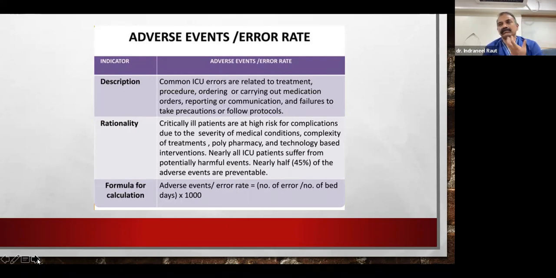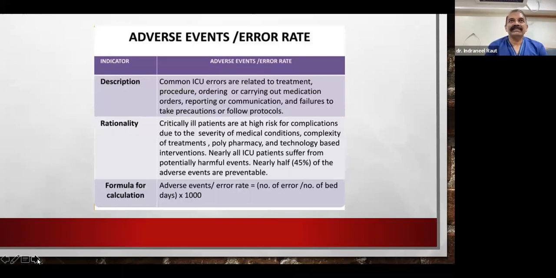Suppose you are giving a hot water bag to a patient and the patient gets a burn, it's an adverse event. If you're giving Quadrone through the peripheral vein and you get a bad thrombophlebitis, then it becomes an adverse event. And the worst adverse event is a sentinel event, where it might cause severe or grievous harm to the patient or even death to the patient.